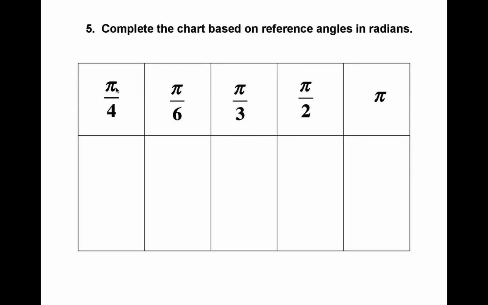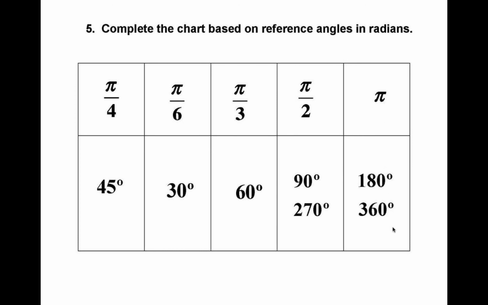So whenever you see pi over 4, that's equivalent to 45 degrees. When you see pi over 6, it's a 30-degree triangle. If you see pi over 3, it's a 60-degree angle. If you see pi over 2, whether it's like half a pi, 1.5 pi, those kinds of things, it's either at 90 or 270. If you see pi, 2 pi, 3 pi, 4 pi, so no fraction at all, it's either at 180 or 360.